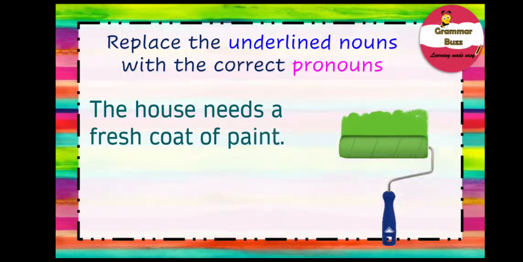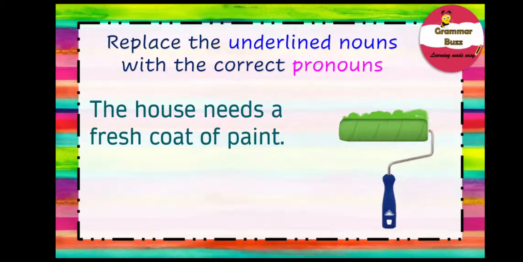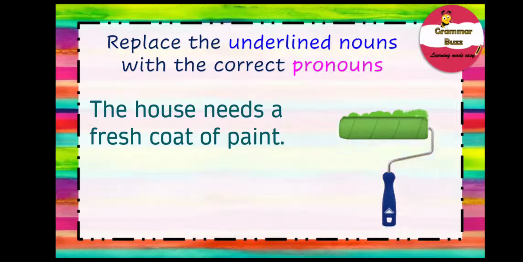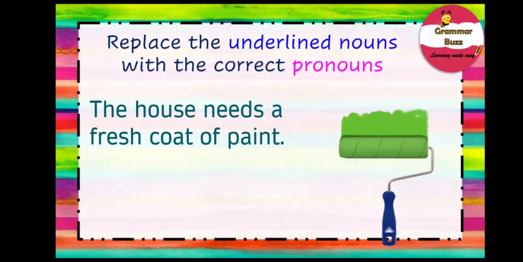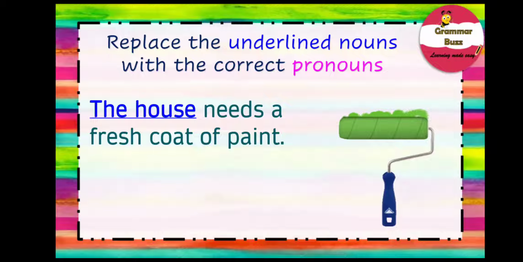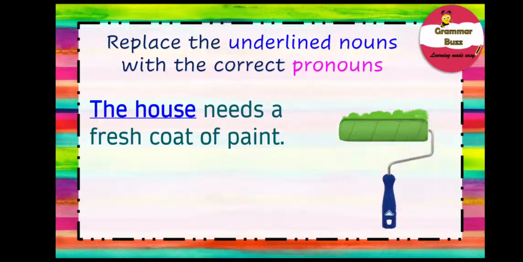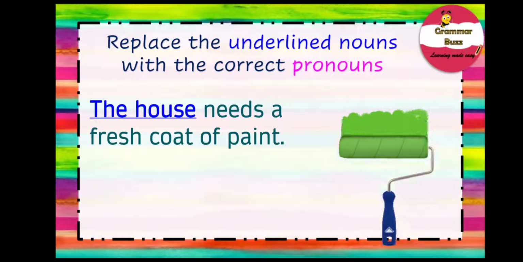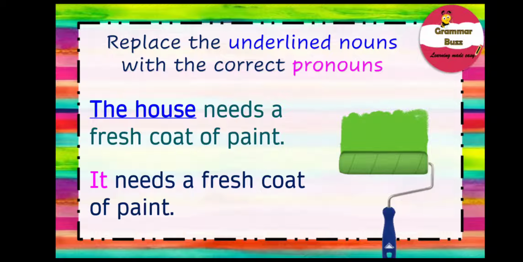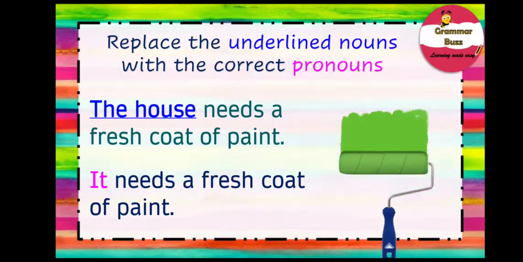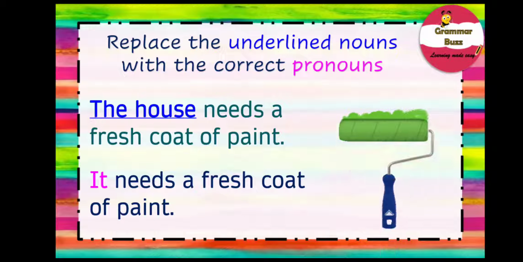Here comes the next one, and it says, the house needs a fresh coat of paint. And the noun to be swiped with a pronoun is the house. Could you swipe it by using a pronoun instead of the noun house? Could you do it for me? Cool, good job. It is, it needs a fresh coat of paint. The pronoun that replaces the noun house is it. Good job.